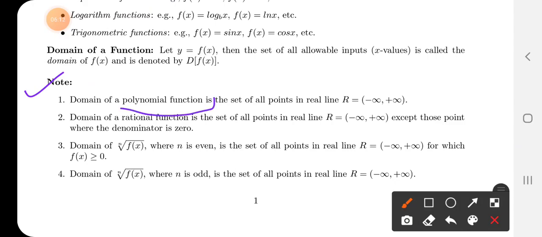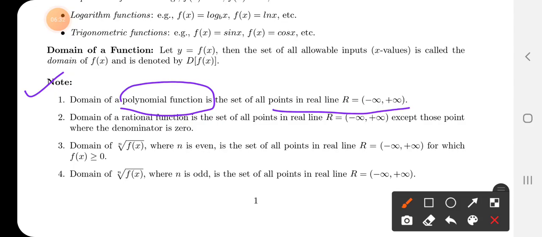Domain of a polynomial function. If you have a polynomial, then the domain is the set of all real numbers. Why? All the real line, meaning from negative infinity till positive infinity, you can cover all numbers. Because in a polynomial, whatever input you choose, you will always get an output.